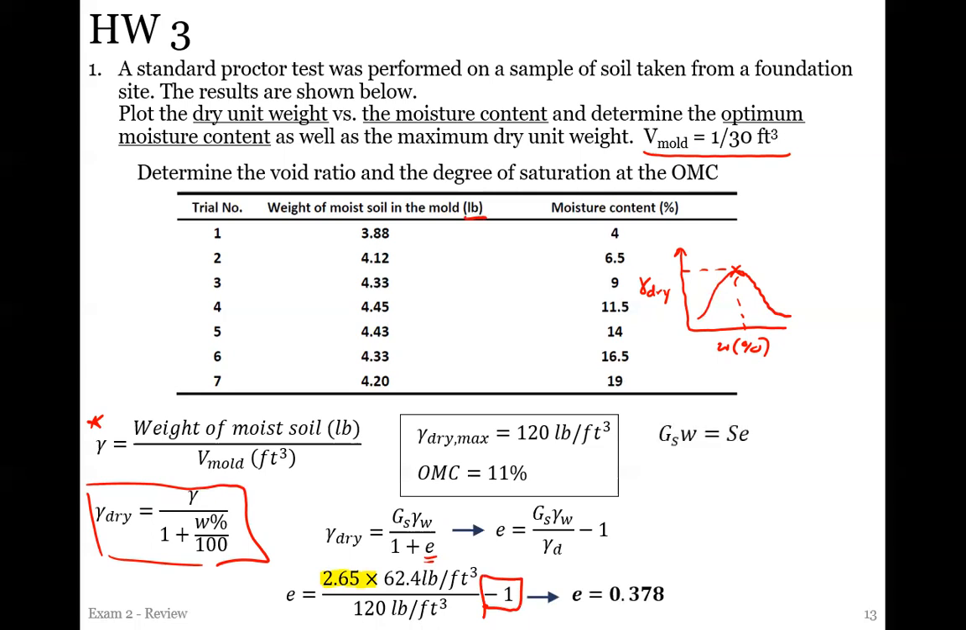Then after that, what we can do is find the degree of saturation using the basic function that you should remember, Se equals Gs w. Solve for our saturation, and we have a saturation at 77%.